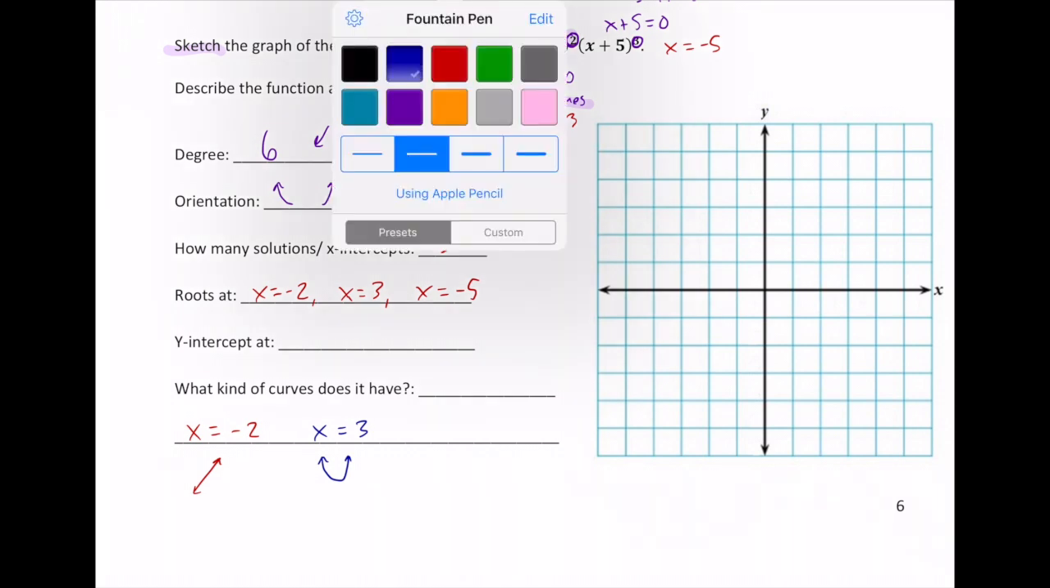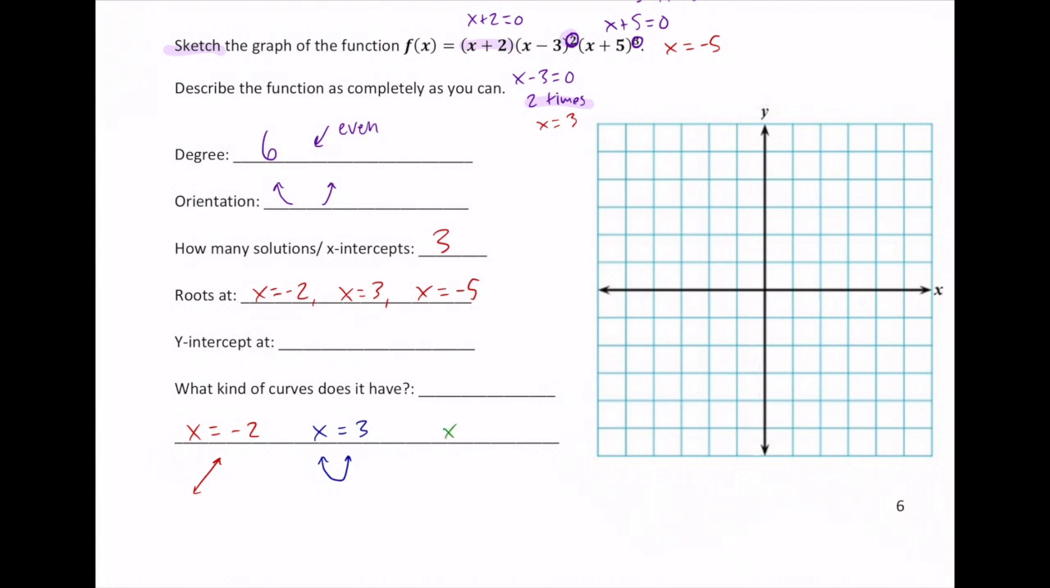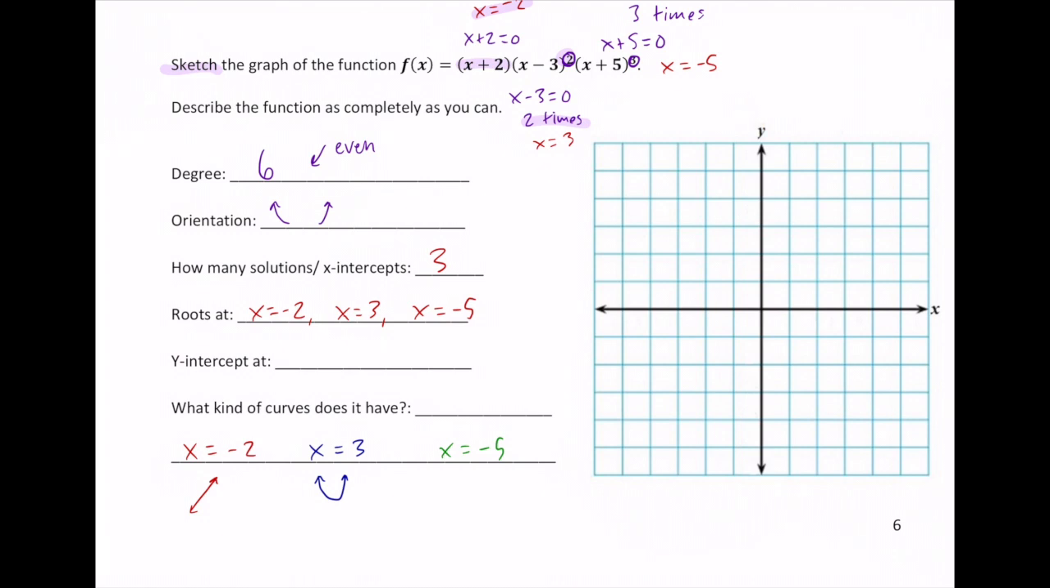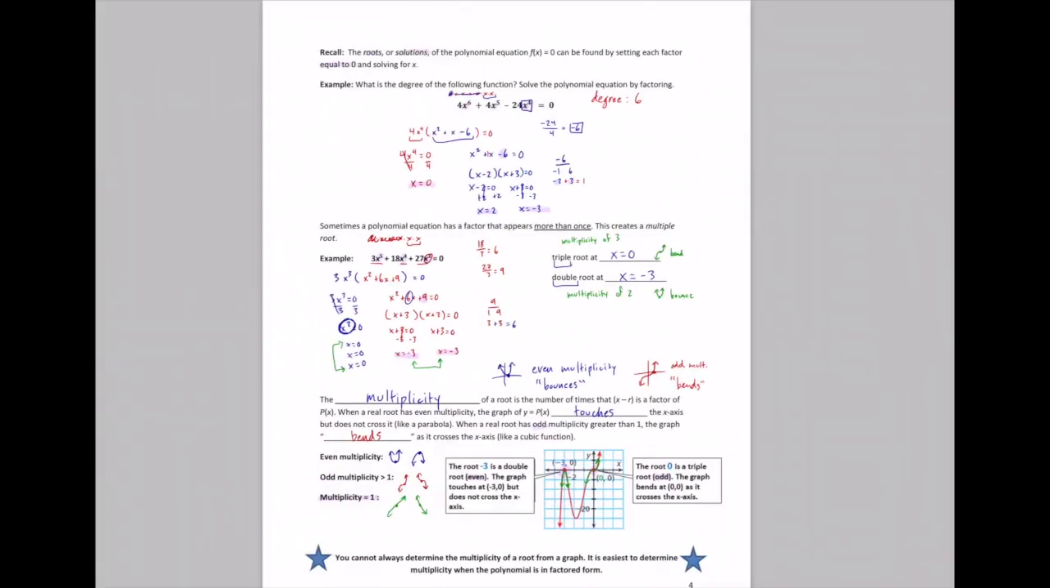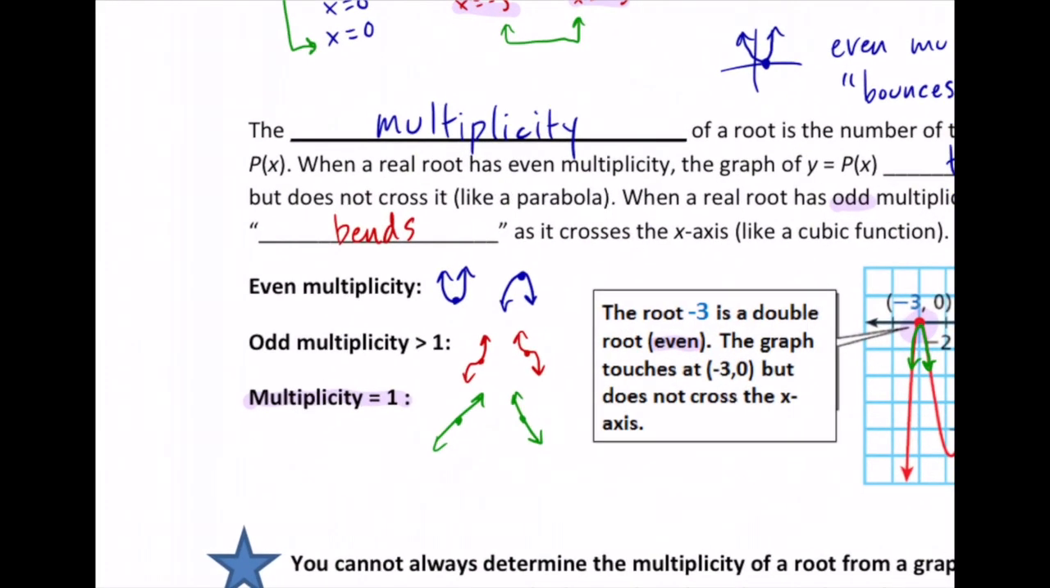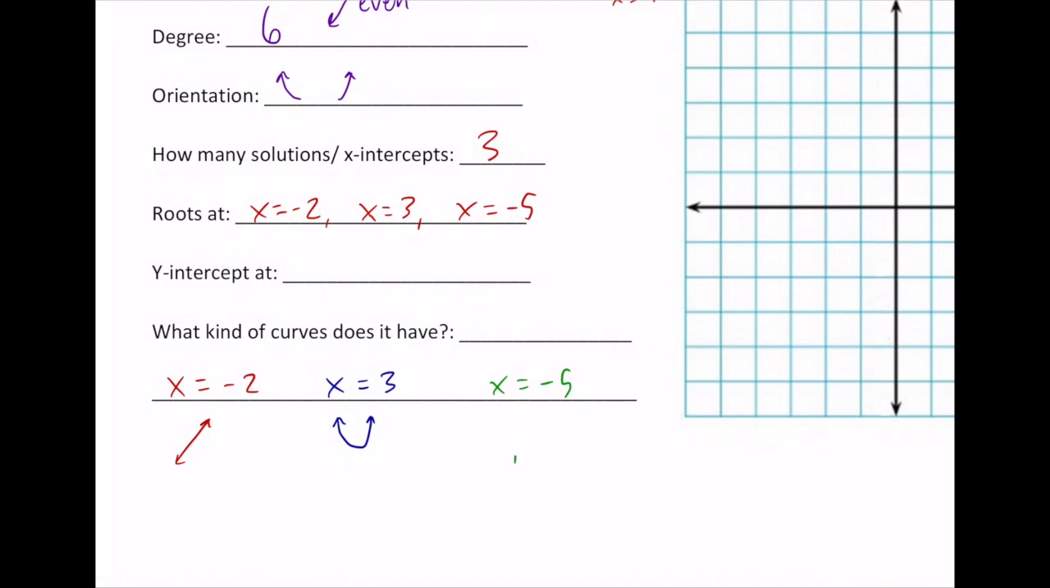And then lastly, we have x is equal to negative 5. We ended up seeing this answer 3 times because it had an exponent of 3. That's a multiplicity of 3. 3 is odd. And if it's odd, so if we have an odd multiplicity that's greater than 1, 3 is greater than 1, it's going to look like that funny bendy shape. So we're going to have that bendy shape at x equals negative 5.